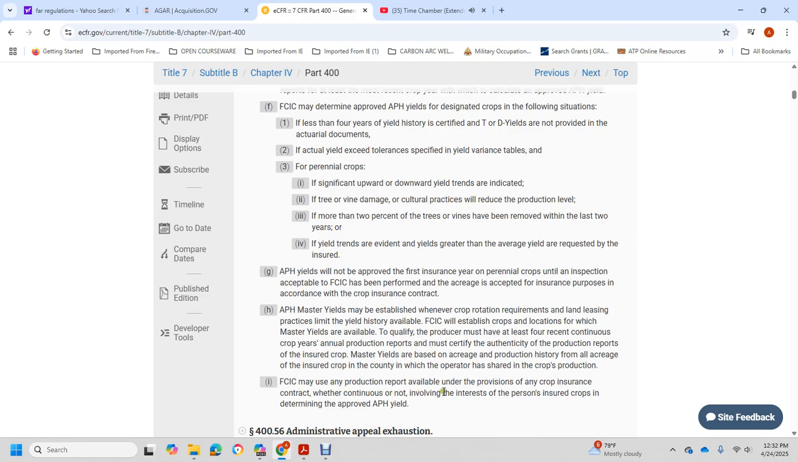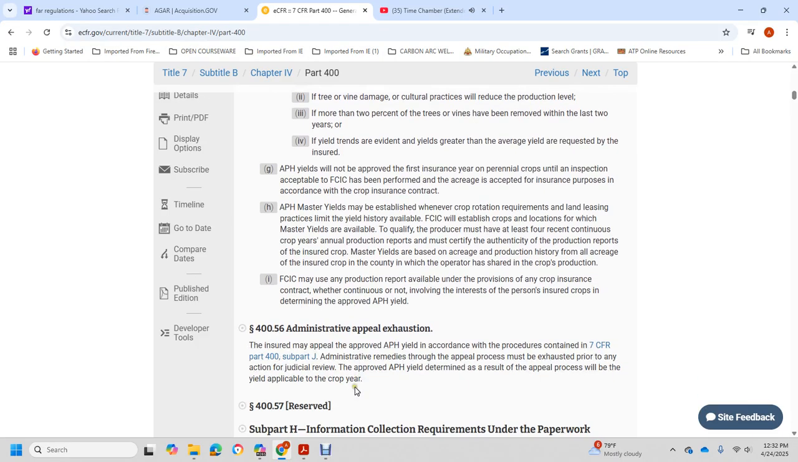The continuous and noninterest person insured for the crops must determine and prove the actual production history. Administrative appeal exhaustion: the insured may appeal the actual production history determination and proceed under 7 CFR Part 400 Subpart J for the administrative remedy, with the appeal exhausted prior to any action for judicial review.